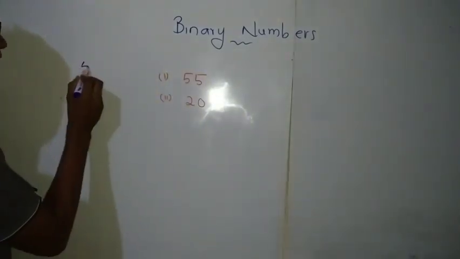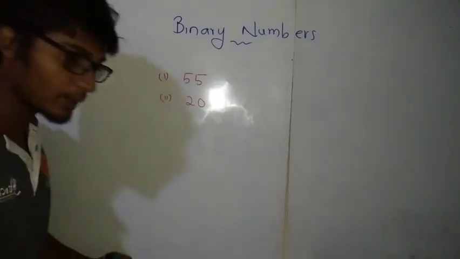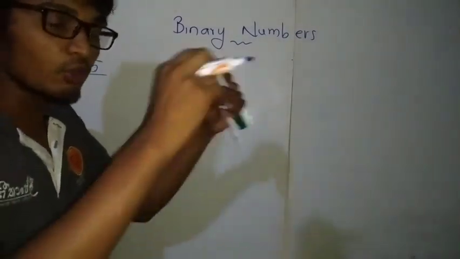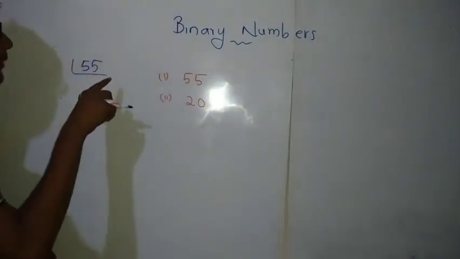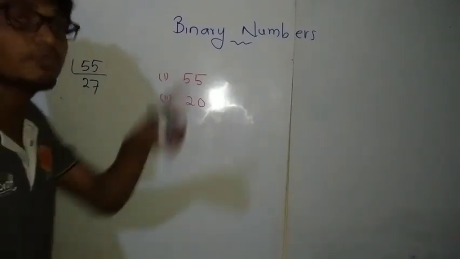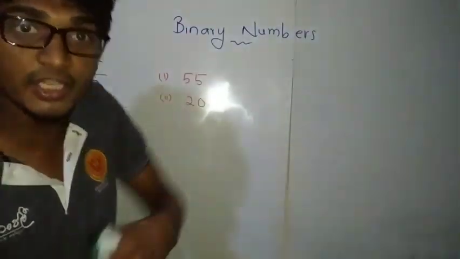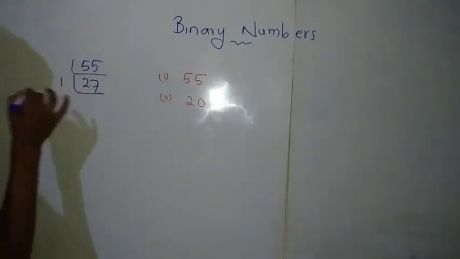If you have 55, what you have to do initially is divide 55 by 2. No matter what number you are using, you have to keep on dividing it by 2. So 55 divided by 2 is going to be 27. 27 into 2 is equal to 54, and 54 plus 1 is 55. So 1 is remaining, and that remainder should be written here.